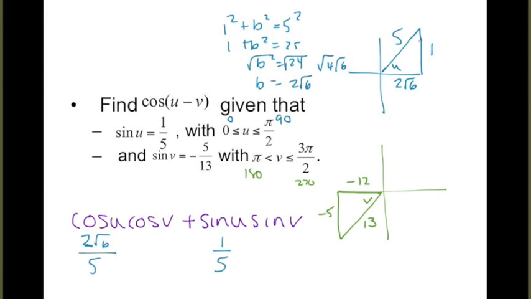Then I need the cosine of v, so I look at the v triangle. Cosine is adjacent over hypotenuse. And later on I need the sine of v, which is opposite over hypotenuse.